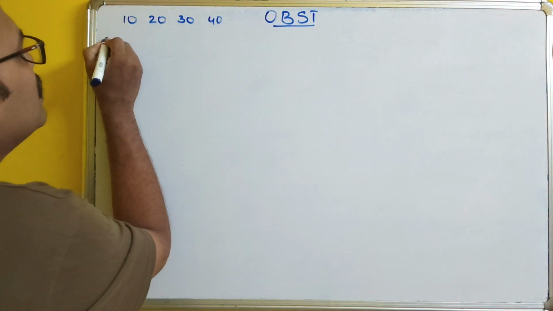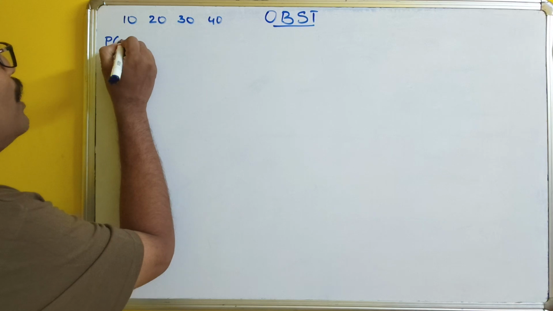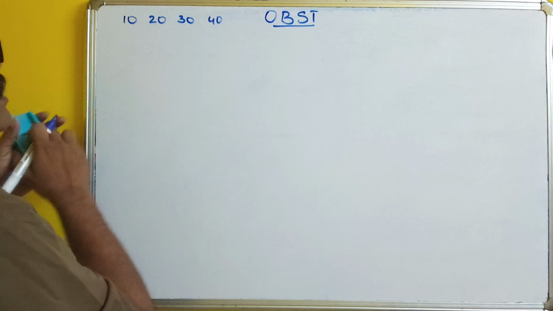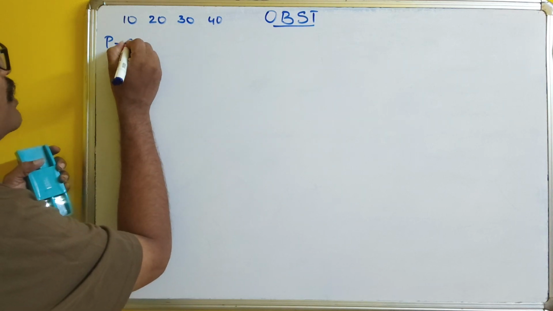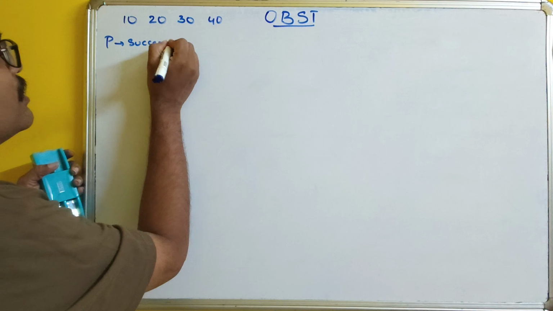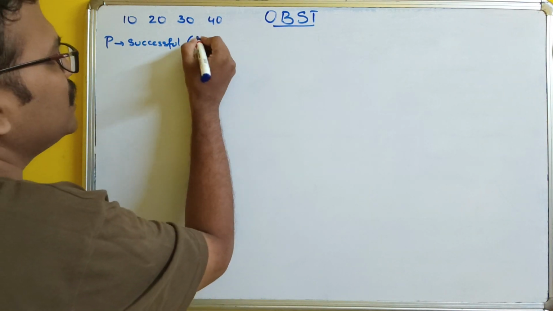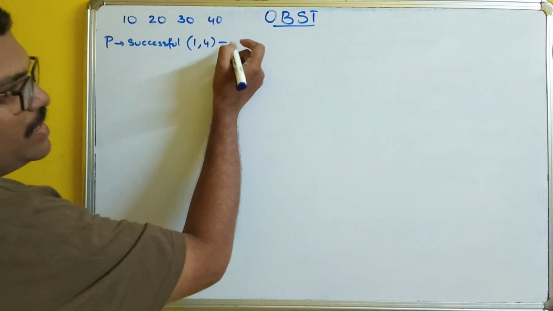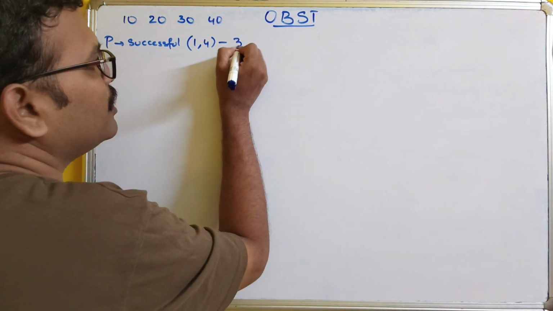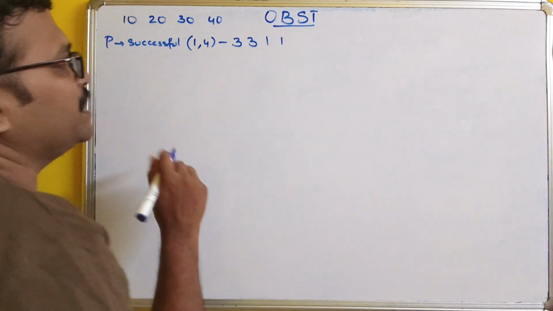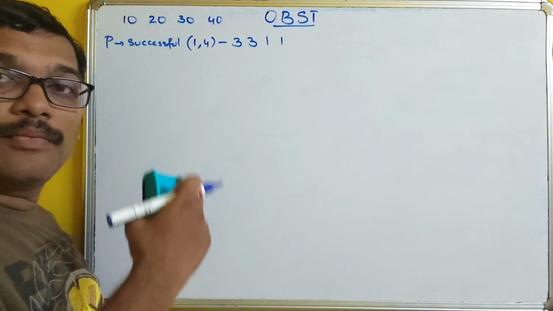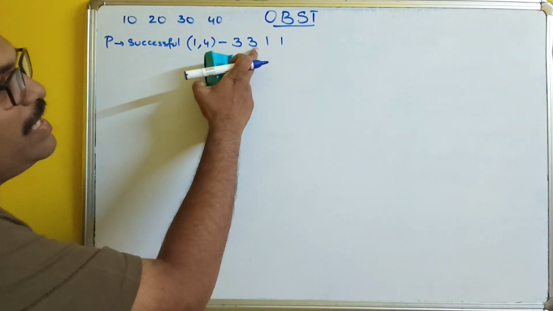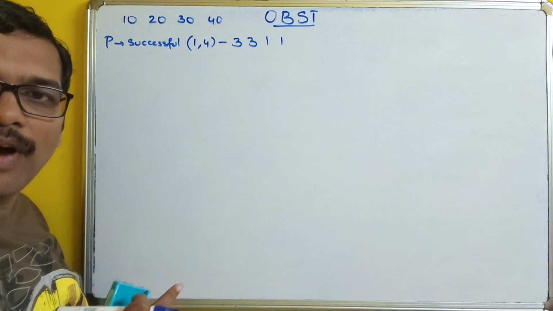Now let us take some P of i. Let us indicate P as the successful searches, which is from 1 to 4. Let us take the frequencies as 3, 3, 1, 1. That means the frequency to search for the first element is 3, and the second element is 3, the third element is 1, and the fourth element is 1.